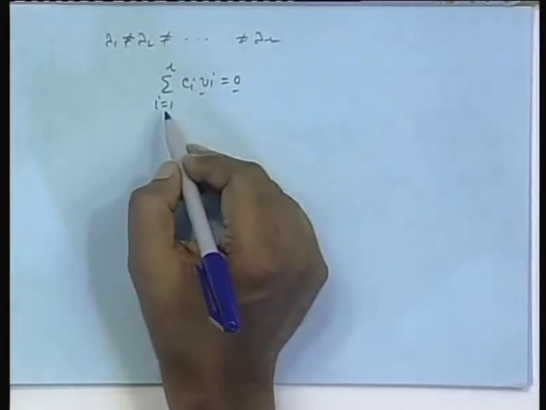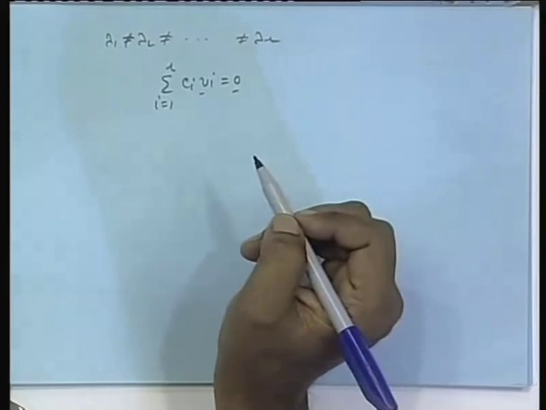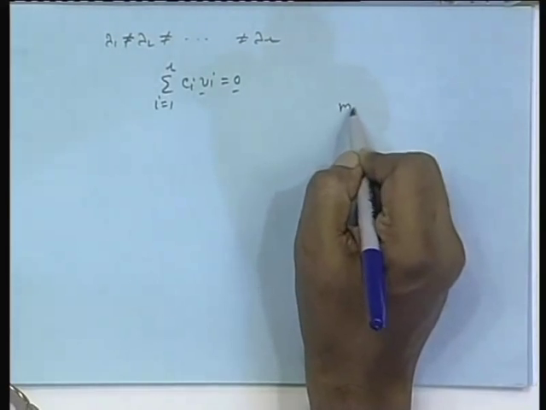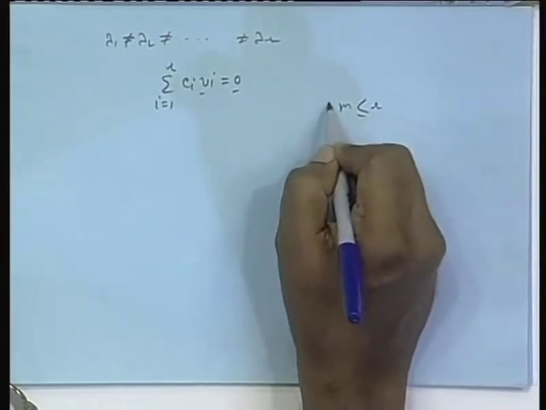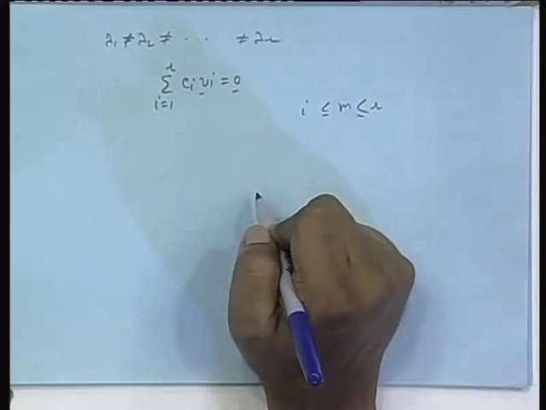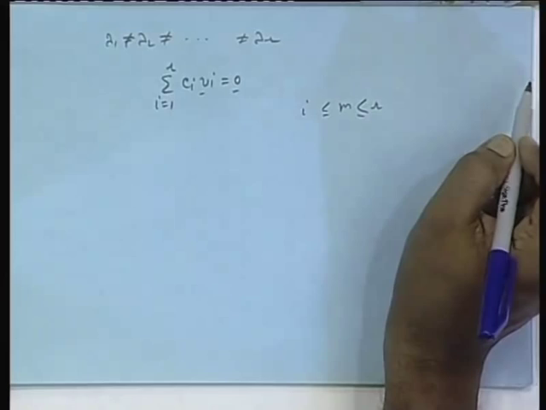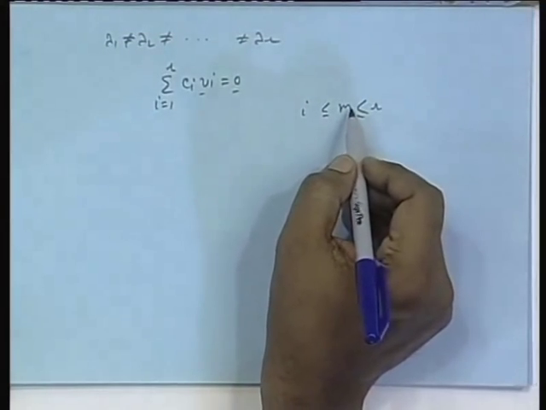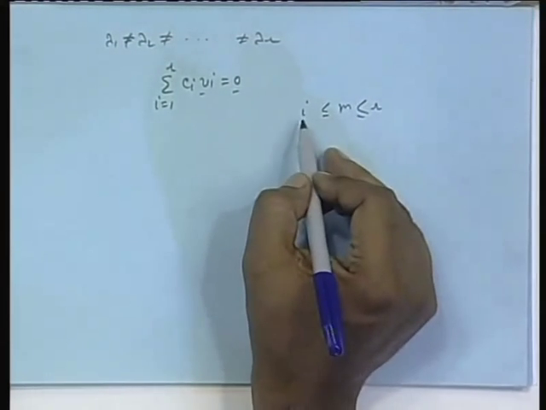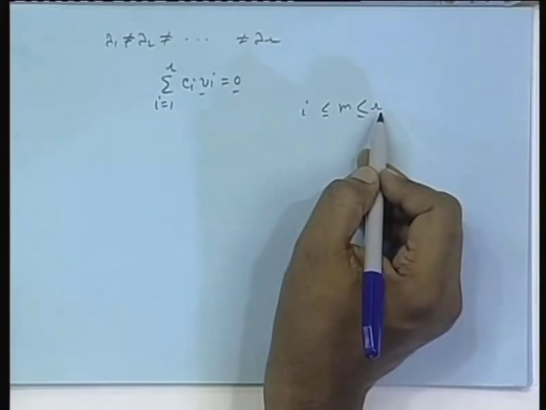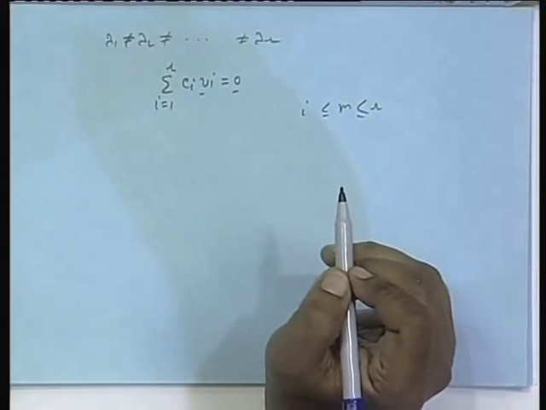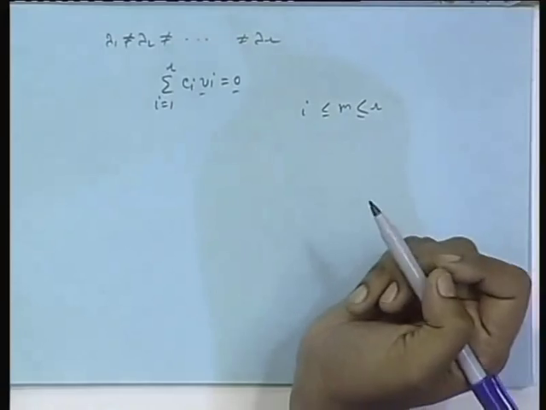I pick a particular case from i equal to 1 to r, say m, with m between 1 and r. I will show that c m equals 0, and then you can pick m to be anything from 1 to r. So that will show that each coefficient is 0, because m is general.